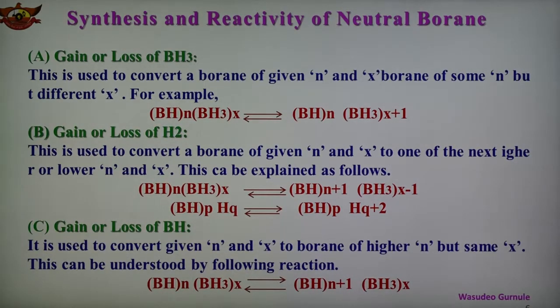So there are three routes of the synthesis of neutral boranes. One is a gain or loss of BH3. Second is a gain or loss of H2.